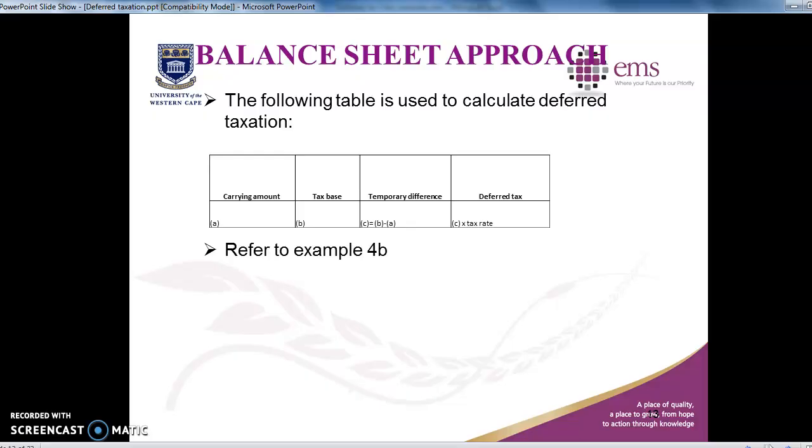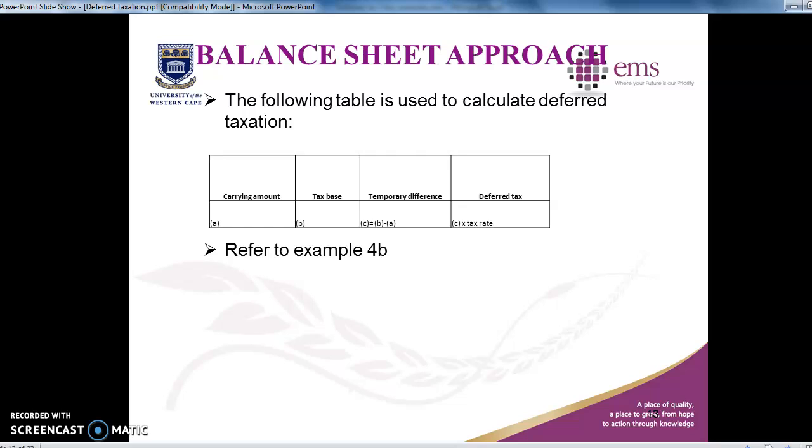If our carrying amount is less than our tax base, remember the carrying amount is our future income, and our tax base is our future tax deductions for the asset, right? If our carrying amount is less than our tax base, we expect a future tax loss, right? Or we can say that we expect a future tax saving, because our deductions are going to be more than our income. And then that future tax saving will reduce our taxable profit, and thus will reduce our current tax. So if our carrying amount is less than our tax base, we will have a deferred tax asset.